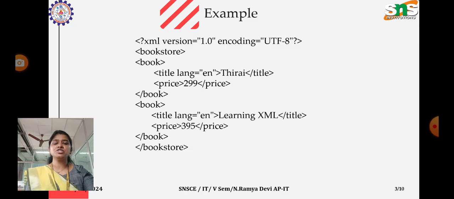So here, XML version 1.0, encoding UTF-8, and bookstore. Bookstore is a root element inside which we have 2 books. So 2 pieces of information about the book. The book XML element consists of the child elements called title and price. The title has an attribute called lang which has a value en, and it also has a text called thirai, and the price also has a text, 299, and then the book is closed. Next we are going to see another book which is called learning XML. The price is 395 and the language is en.